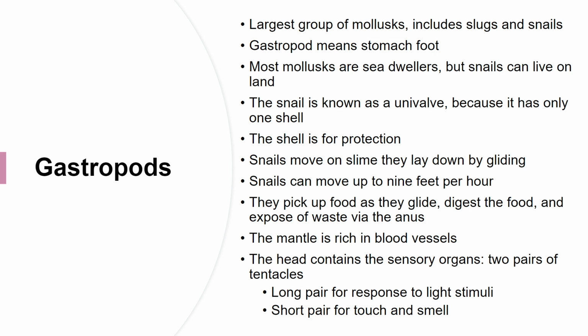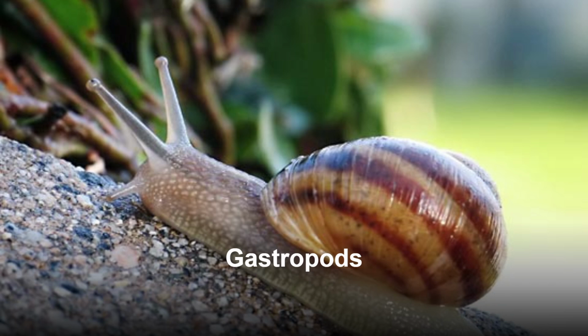They move using their foot by laying down a slime layer. They can actually move about 9 feet per hour. They glide along the slime they produce, digesting food, and they expel waste that's produced via the end of their alimentary canal called the anus. Their mantle, which contains blood vessels, is very vascularized, and their sensory organs are twofold. Two pairs of tentacles, a long pair for response to light stimuli, similar to the eye spots in planarians, and a short pair for touch and smell. So here again is our gastropod.